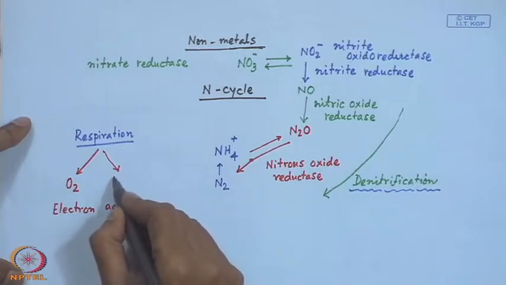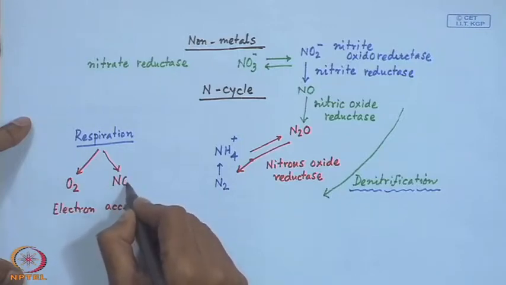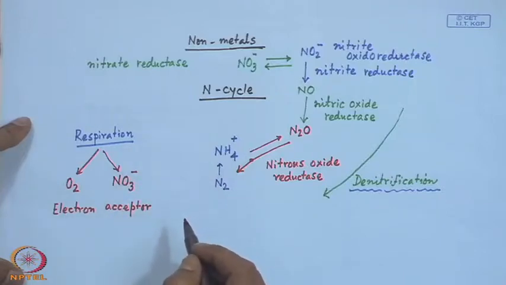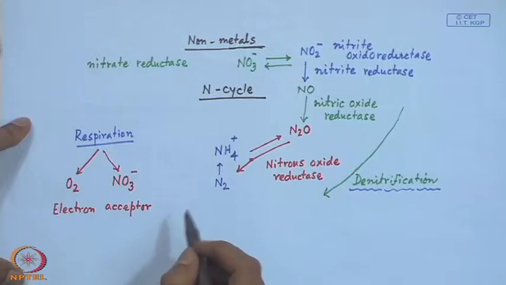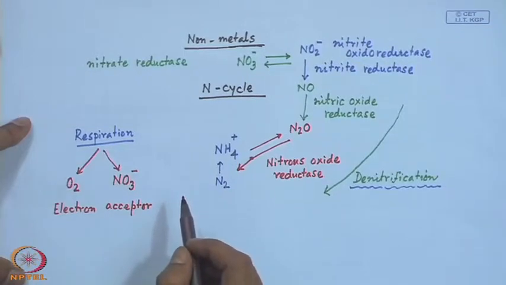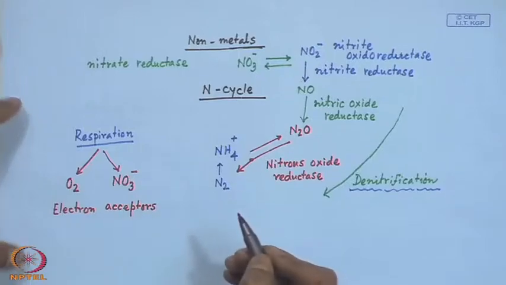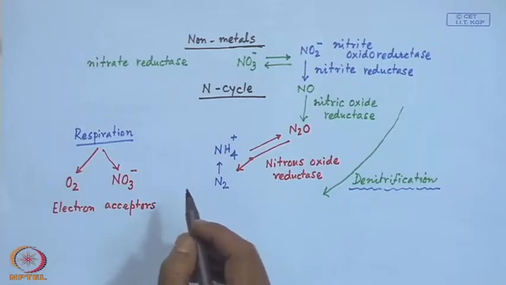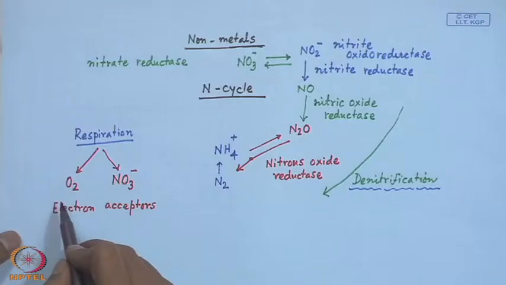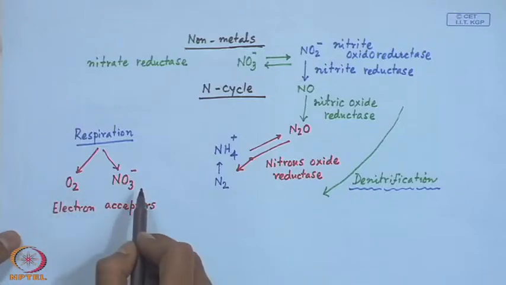and in other cases where anaerobic condition is prevalent, we get the nitrate, nitrite and all other things as the corresponding electron acceptors. So, these are the typical electron acceptors for respiration in case of aerobic condition and in case of anaerobic condition.